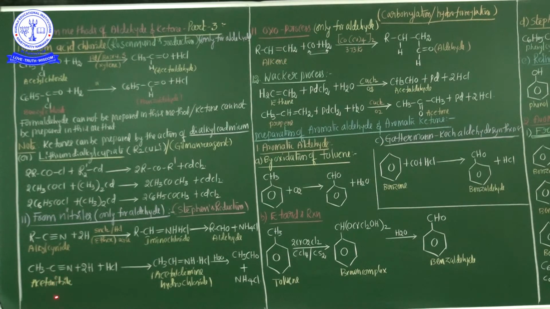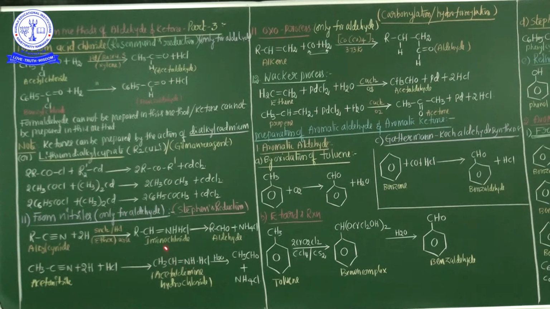Now see an example, acetonitrile. This compound name is acetonitrile, plus 2H plus HCl. Now in the presence of the same optimum conditions, SnCl2, HCl, ether at 293 Kelvin temperature, an important product is obtained, that is acetaldehyde hydrochloride, CH3CH=NH·HCl. This acetaldehyde hydrochloride, whenever boiled with water, finally CH3CHO is formed. This is acetaldehyde, and additionally ammonium chloride is formed.